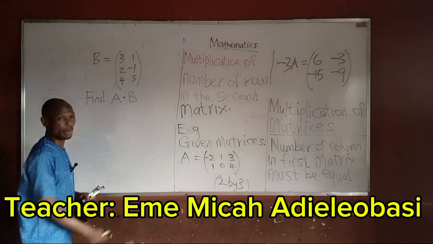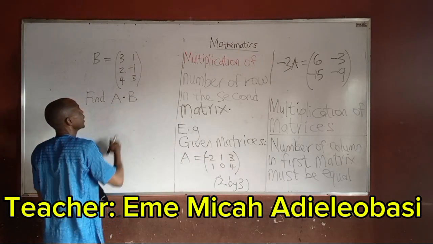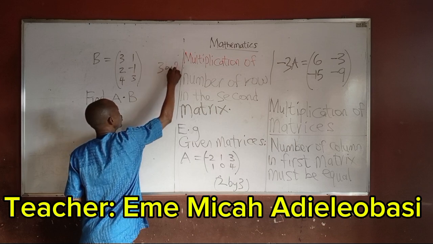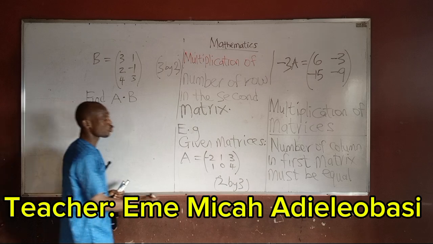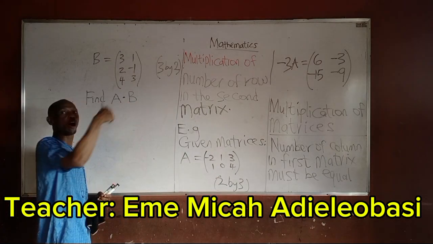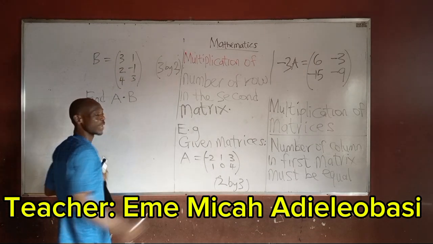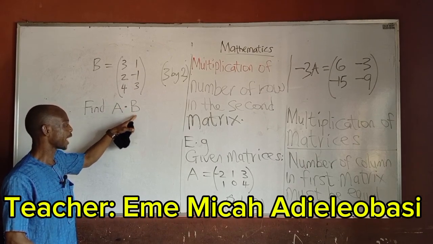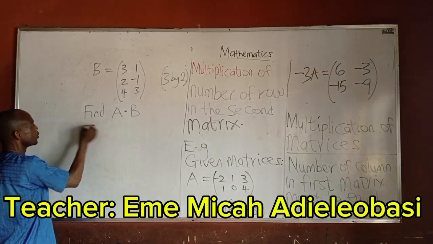Now let's look at the number of rows in the second one. 1, 2, 3. We have 3 rows by 2 columns. We are saying that if the number of columns in the first matrix is equal to the number of rows in the second matrix, then we can multiply them. We are going to multiply matrix A times matrix B. Now, let's look at the solution.